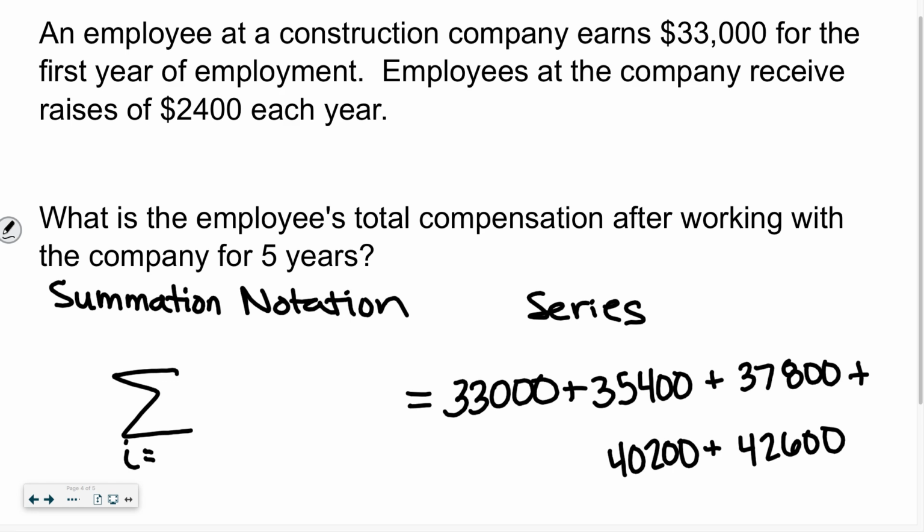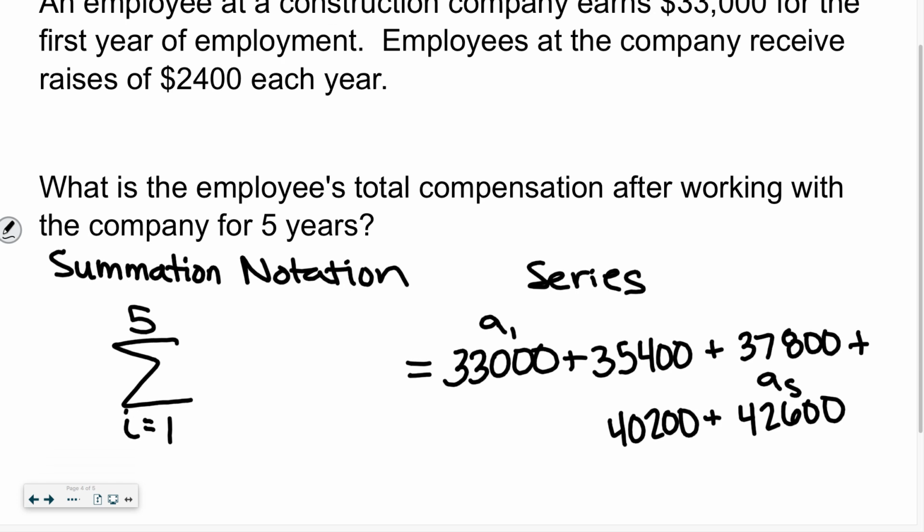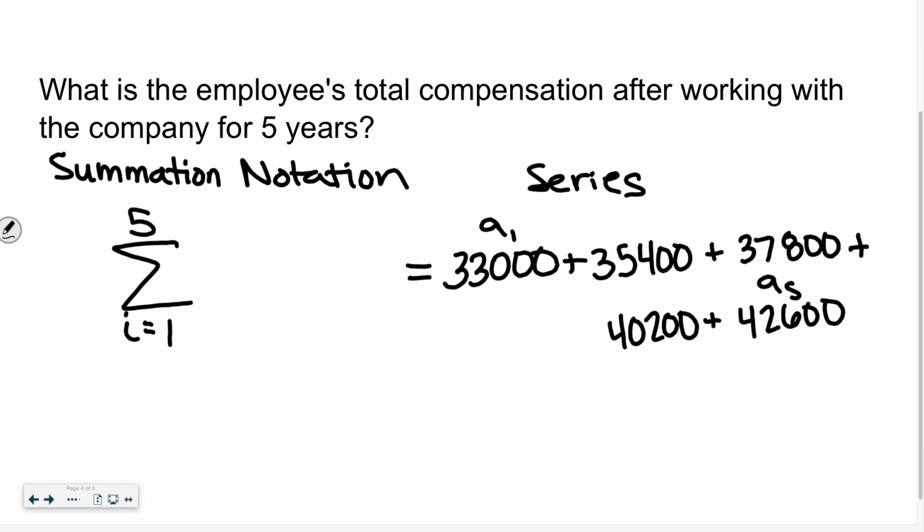I equals... 2,000. What term is this? The first term. So I equals 1. And what term is this? The fifth term. So I equals 1 to 5 of... and you've got to come up with a rule. Any ideas out there for a rule?